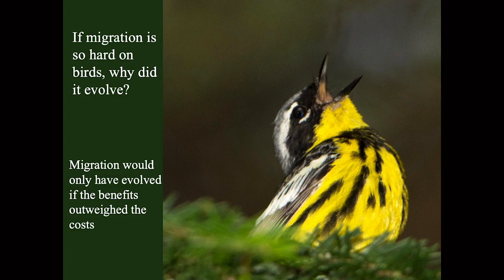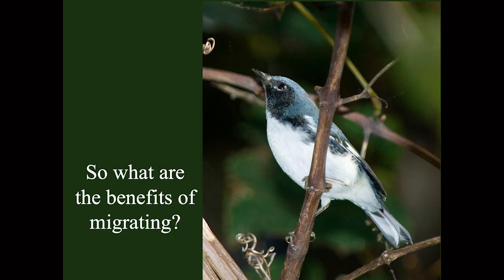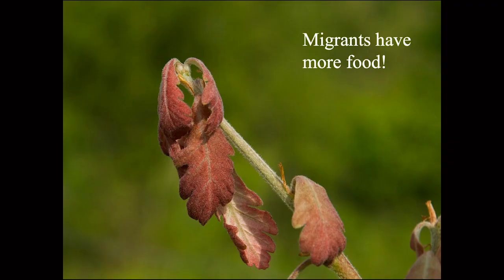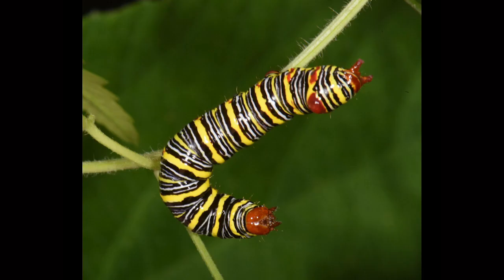But if it's so hard on birds, if it's so risky on birds, why did it evolve? Well, like anything else, it evolved because the benefits of migration exceeded the costs. There were huge benefits to migrating. What are these benefits? The benefits are that migrants that came north to reproduce had more food to reproduce with. Of course, in the temperate zone in the spring, we had this giant flush of new foliage coming out, and that is followed very rapidly by a giant flush of the insects that eat that foliage. And that is what fuels migrant reproduction.